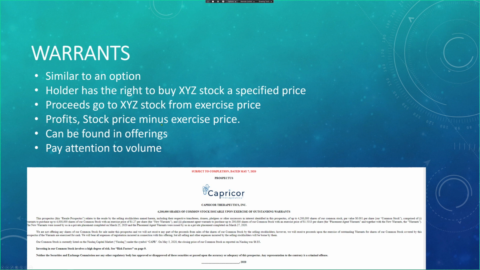All right, so warrants. One thing you've got to get familiar with if you're going to play low float, lower price stocks is warrants. They're similar to an option. The holder has a right to buy whatever stock at a specific price, and the proceeds go to the company. The profit is the stock price minus the exercise price. So if I own a warrant at $1, that means I can buy the company's stock at $1. And if the stock's at $10, I can then sell my stock at the market at $10, and I profit $9.